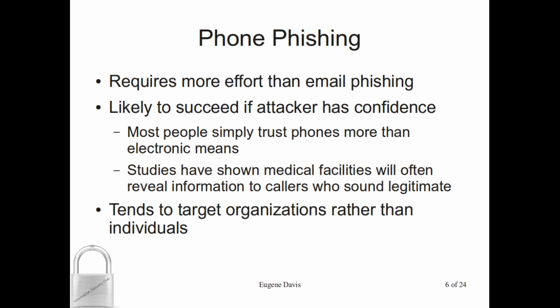So another approach to phishing is phone phishing. This requires a lot more effort than email phishing, which is why you probably haven't had many problems with this. This is actually really likely to succeed if the attacker has enough confidence, because most people, quite frankly, trust phones more than electronic mediums. So a lot of people, because they don't think it through, think that because they're getting a phone call, it is automatically safer than if you get an email from someone.